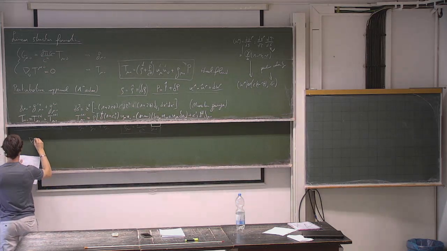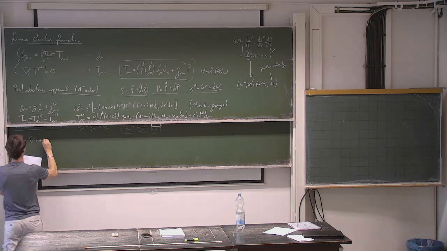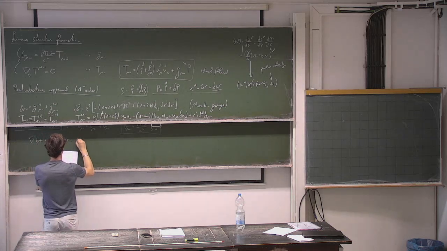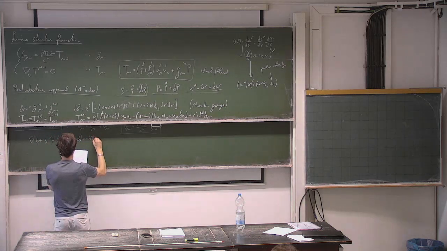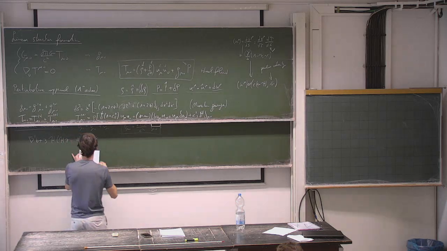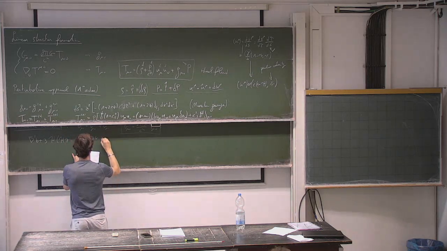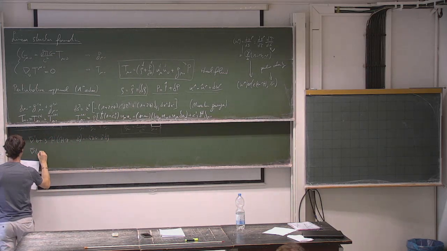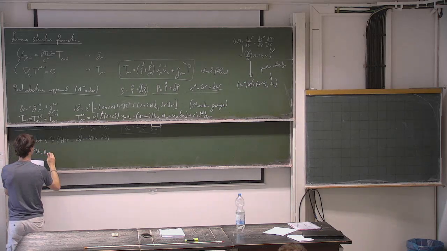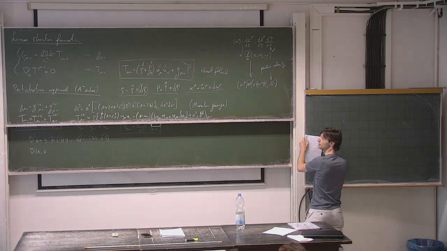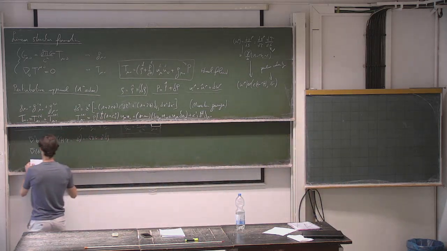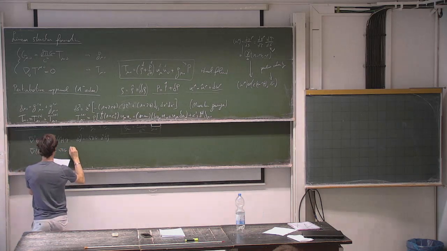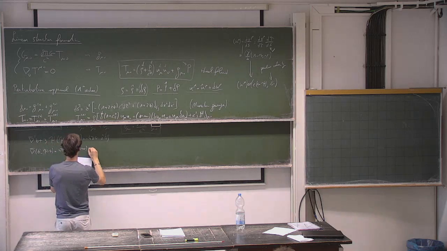Which are: nabla square phi plus 3 H (psi prime minus H phi) equal to minus 4 pi G a to the power of 2 delta rho. Then we have, let me write it here so that we always have them, the equation: psi prime minus H phi equal to 4 pi G a to the power of 2 (1 plus w) rho theta.